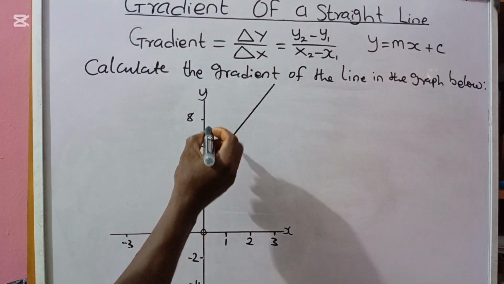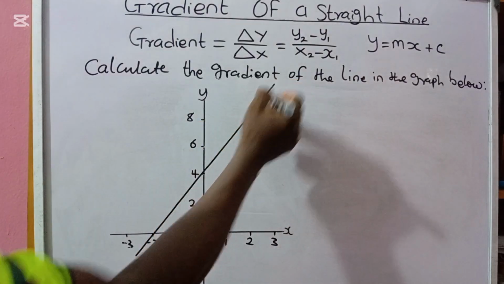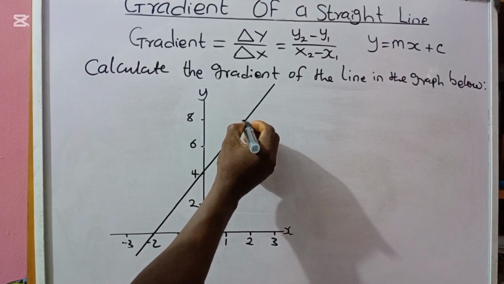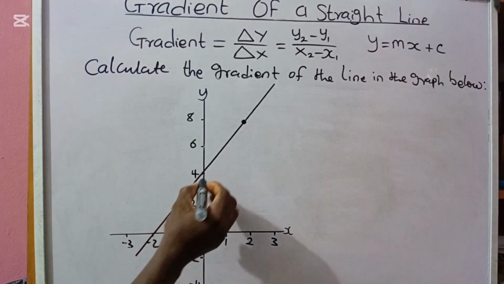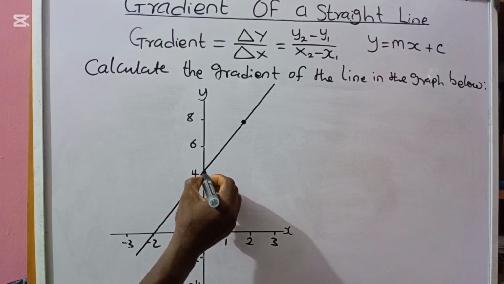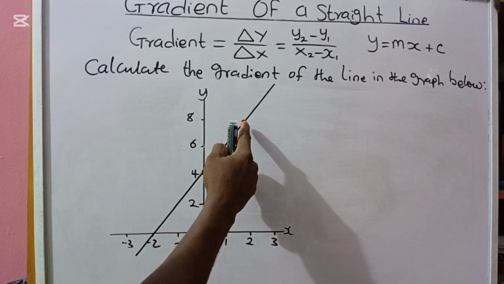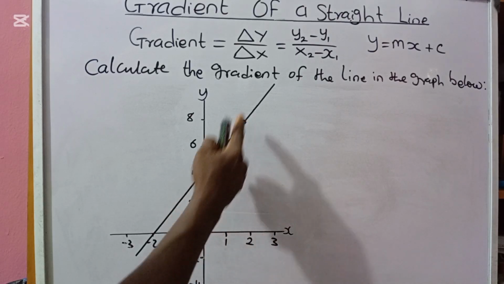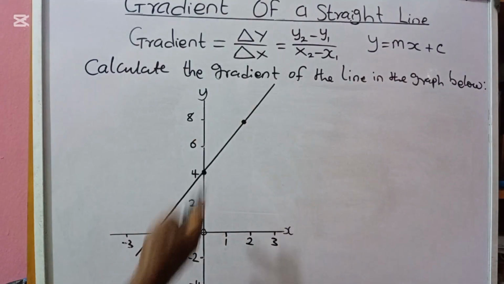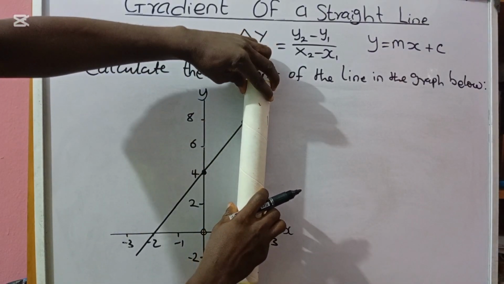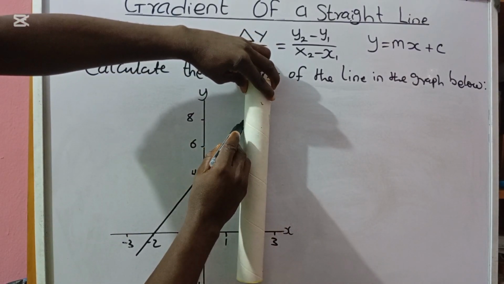All right, so assuming I pick 2 points along this line, let's take this place for example, the first point and another point here. All right, so all you need to do is to construct a right angled triangle out of these 2 points along the line. And to do that, we get a right angled triangle out of it.